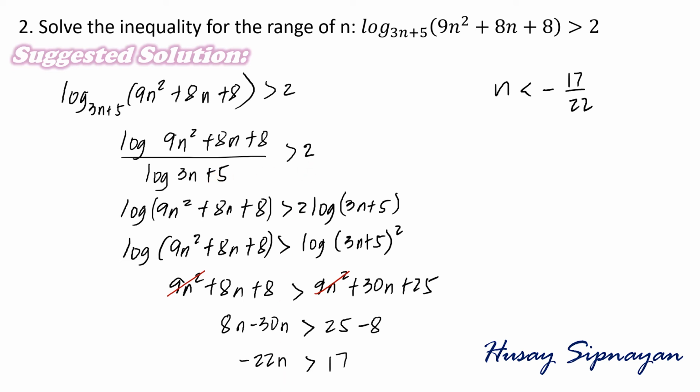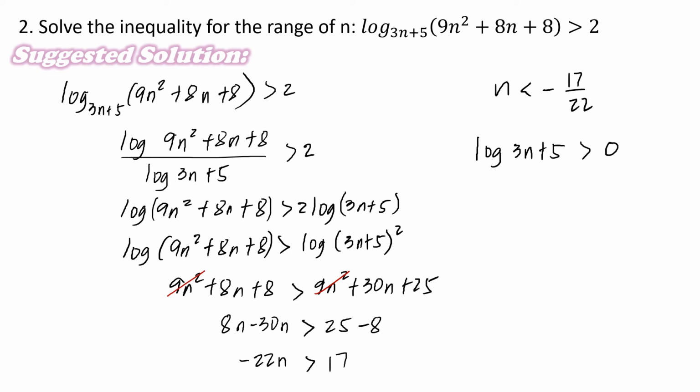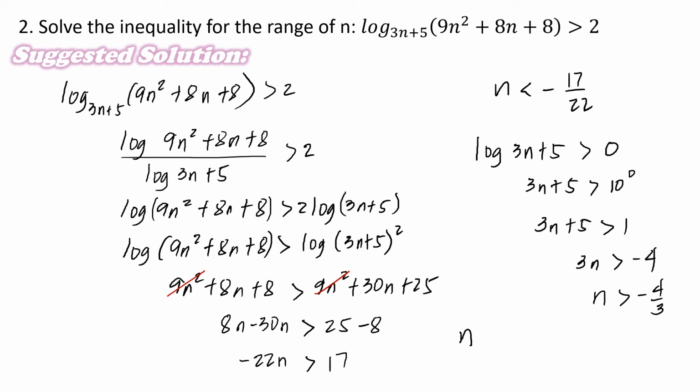So, logarithm of 3n plus 5 must be greater than 0. I-translate natin sa exponential form. Meron tayong 3n plus 5 is greater than 10 raised to 0, or 3n plus 5 is greater than 1. Solve natin for n. Magkakaroon tayo ng 3n is greater than negative 4, and n is greater than negative 4/3. Ibig sabihin, ang ating final answer, all n element of the interval negative 4/3, negative 17 over 22.